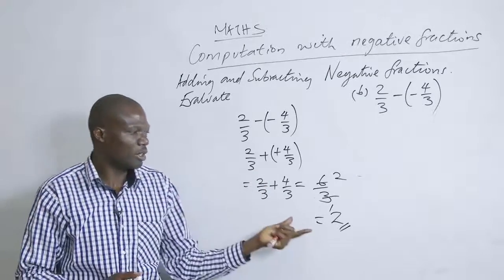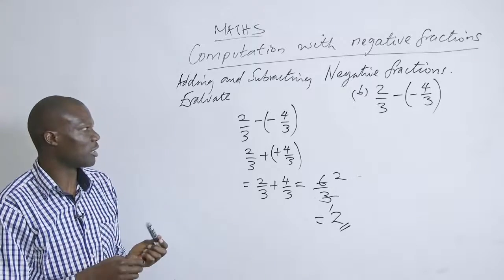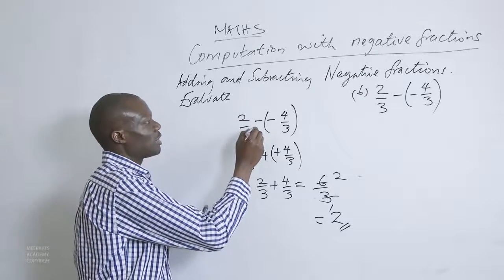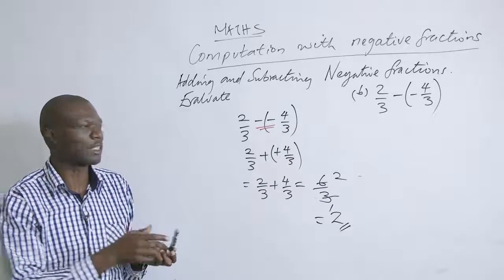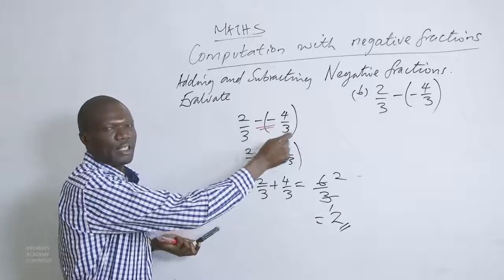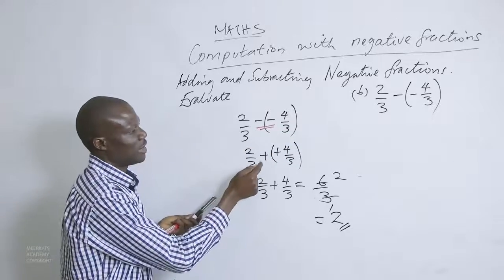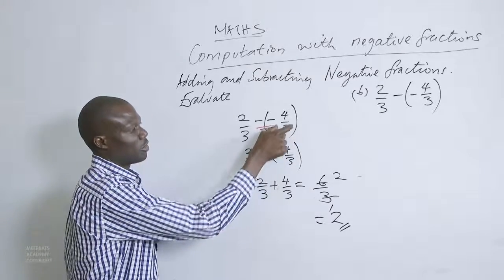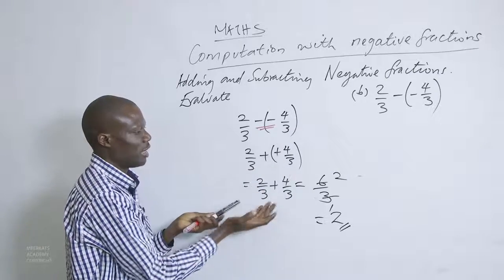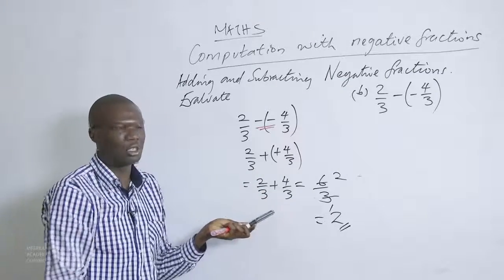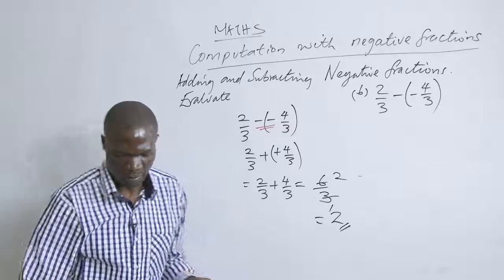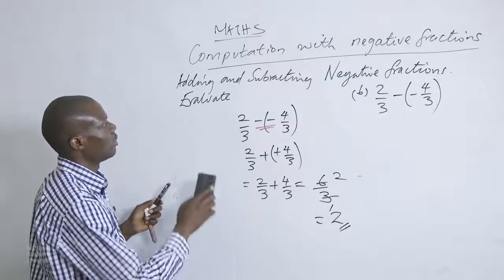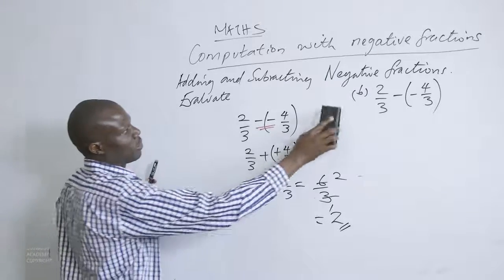But what has led us to this particular point? It is the result of this part that leads us to the next point, which says that when you are subtracting a negative fraction, it's the same as adding its opposite. That is what came up here, and it was easier now to reduce it to this form, and we have our answer. Still on evaluation, next question.